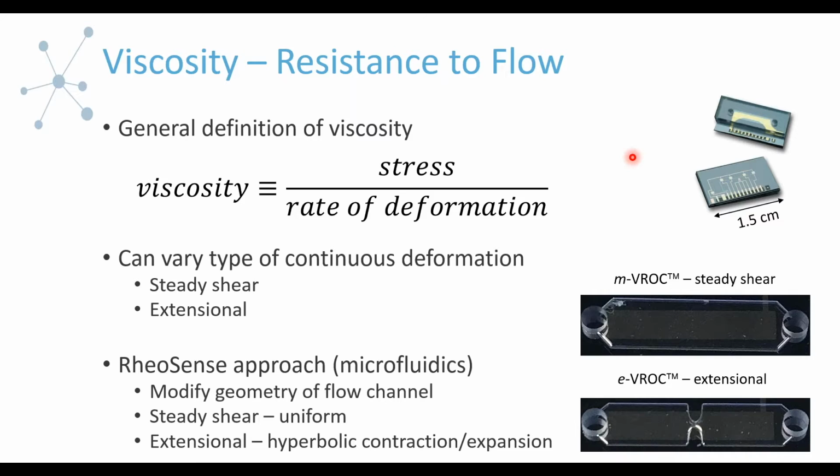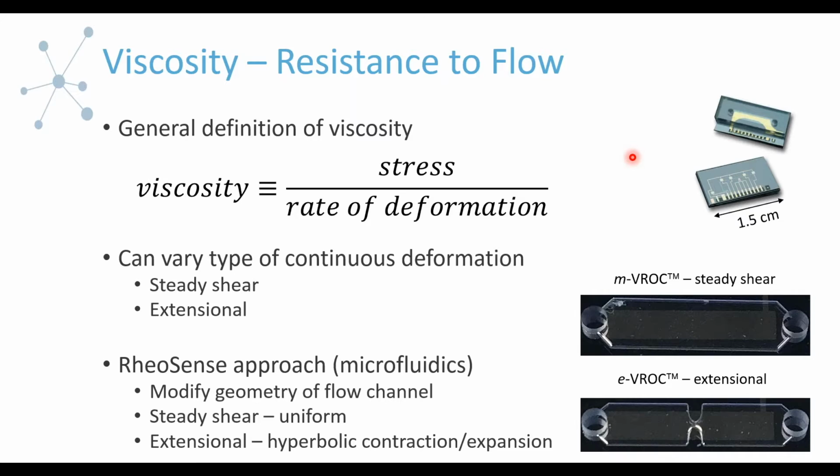Okay, so when you think about viscosity, viscosity in general is going to characterize the resistance to flow. And the general definition of viscosity is that it's the ratio of a stress response to a particular type of deformation, a rate of deformation, because we're talking continuous deformation here. So that's the very general definition. Now you can vary the type of deformation that you apply. And this is where the different definitions of viscosity come in.